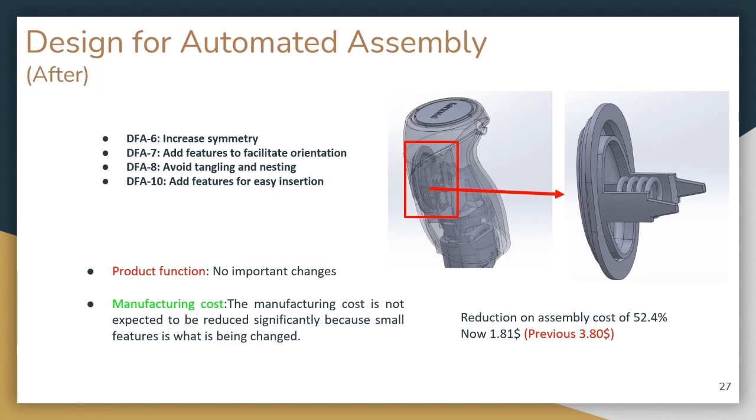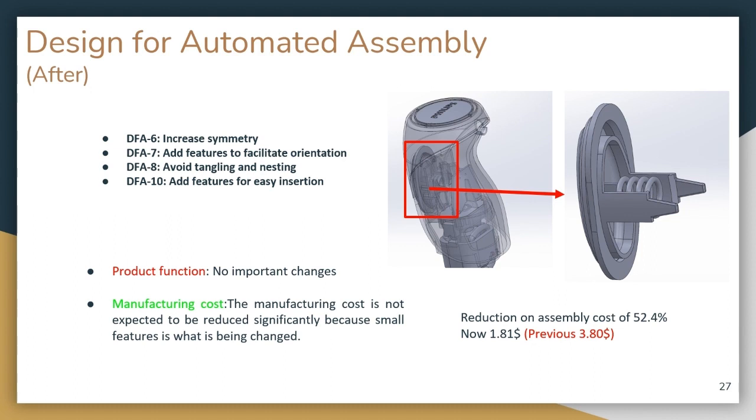There we can see it after, and for doing this redesign, we basically followed the different DFAs. First, increase symmetry. We increased symmetry all over the different parts. Then we add features to facilitate orientation during the assembly. Then we avoid tangling and nesting. And finally, we add features for insertion.